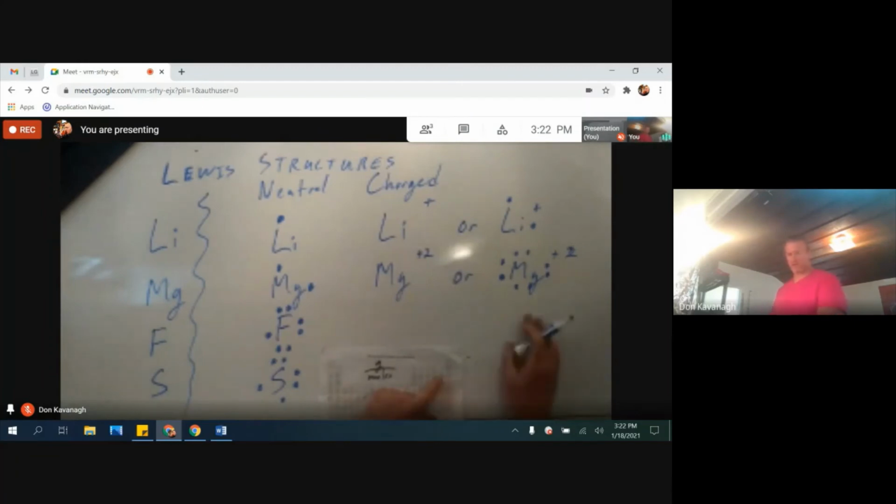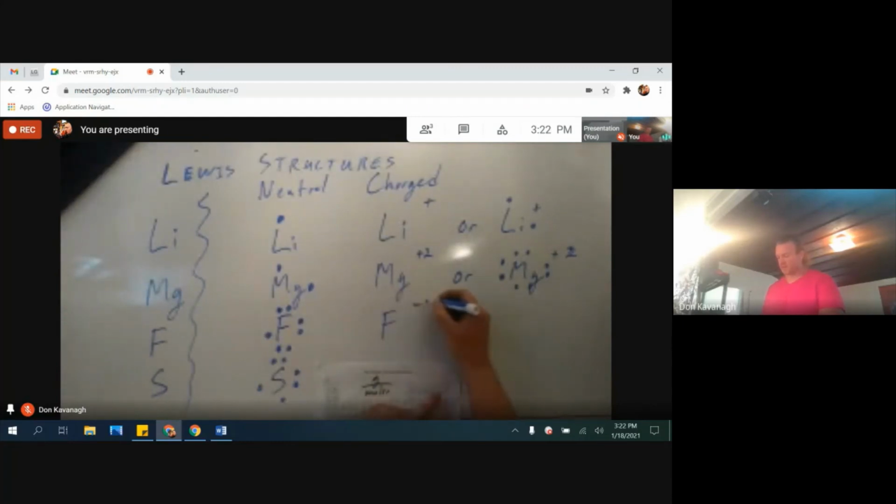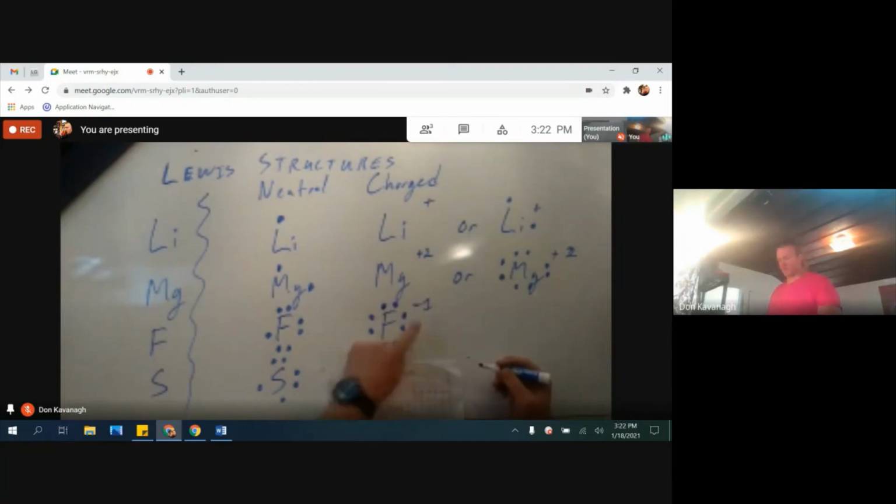Fluorine. Let's find fluorine on the periodic table. Fluorine has 7 valence electrons. So is it more likely to steal 1 or lose 7? It is more likely to steal 1 electron. So fluorine is going to become negatively charged because it gained or stole a negative thing. And 7 plus 1 is 8. So here is our picture of fluorine with a full valence shell of 8, and it has a -1 charge.